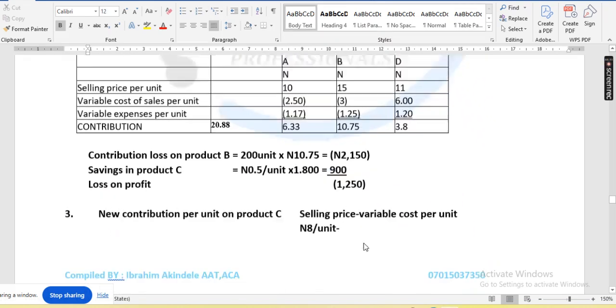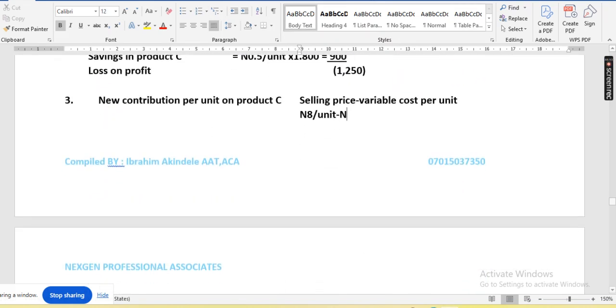Okay, now let me bring it out. 6.50 plus 1 naira per unit, right? So what is the new contribution? You say 50 kobo? 0.50. Okay. 0.50 per unit. So what is the total?